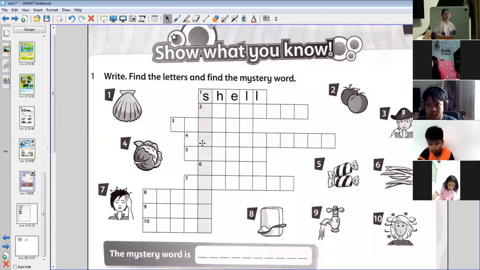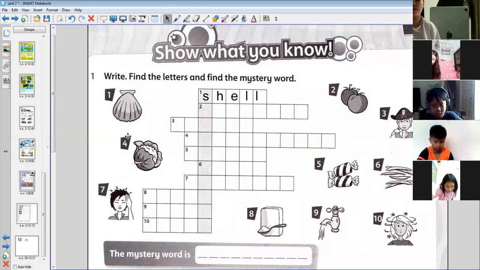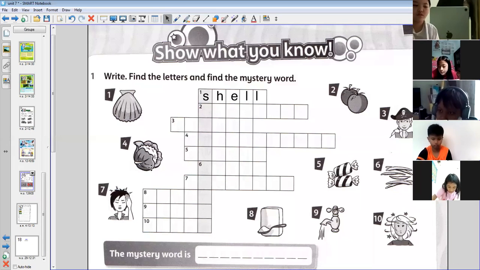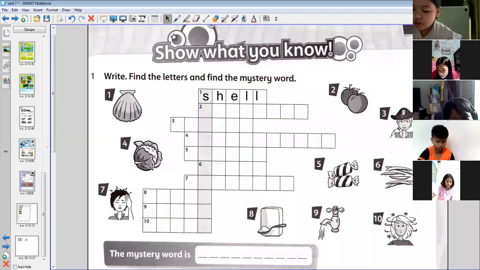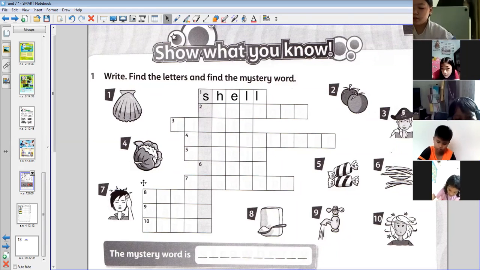Okay, who's number 4? Come on, go. Namon. Yes, Namon. Cauliflower. C-A-U-L-I-F-L-O-W-E-R. Cauliflower. Good, thank you very much.